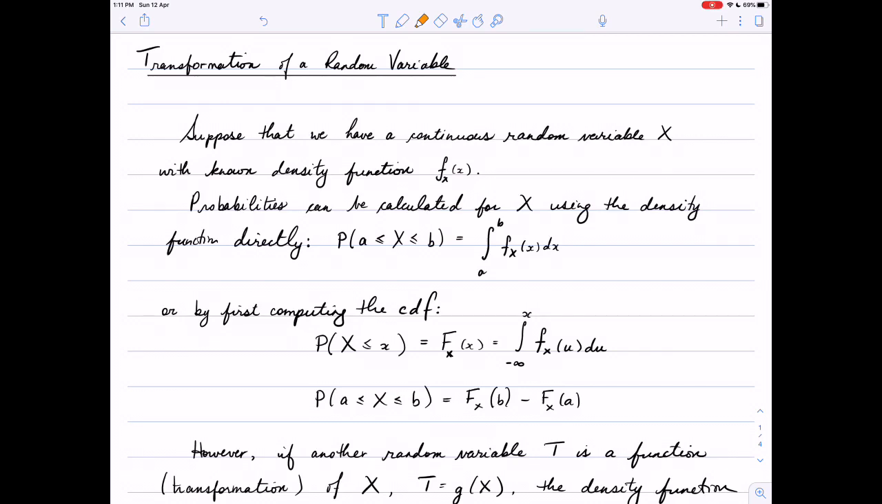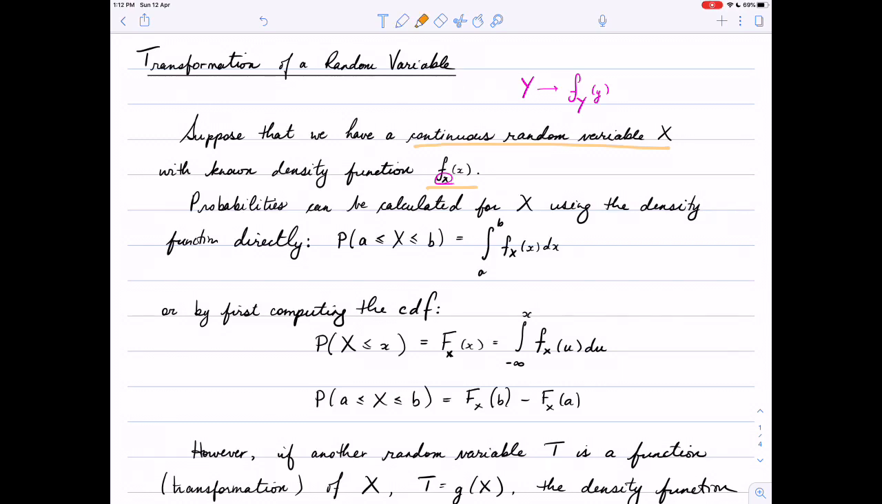So let's suppose that we have a continuous variable x with known density function f sub x of x. And that's a notation here if you have more than one variable going on, to have the density functions identified for each variable by a subscript. So for example, if we had a continuous random variable y as well, we might write its density function f sub y of y so that we can distinguish it from the density function for x.